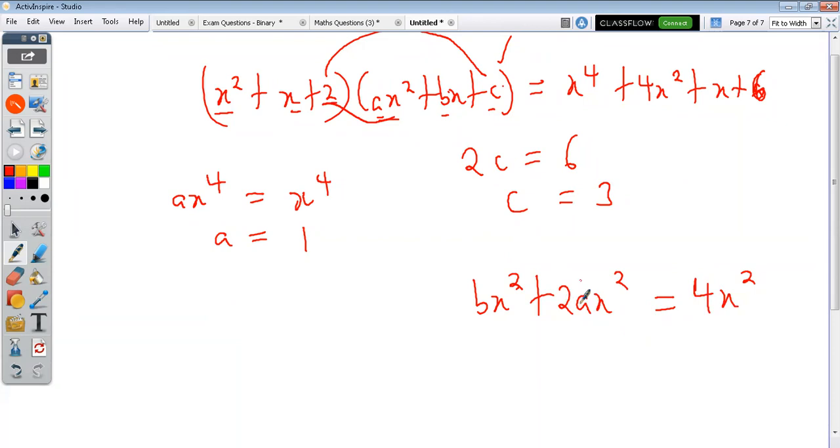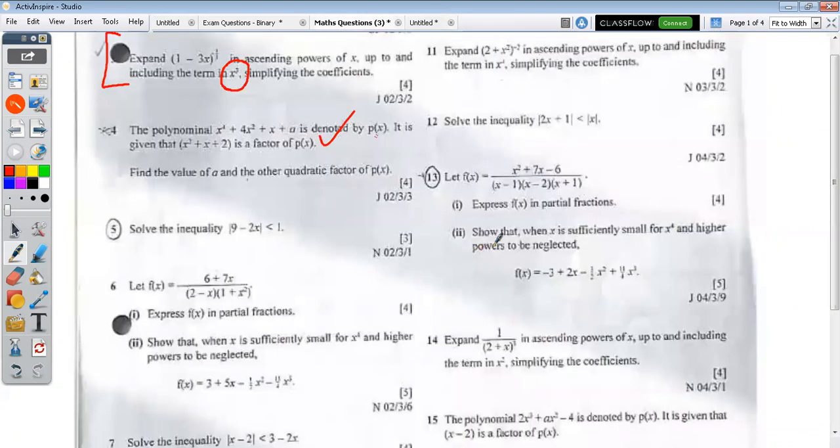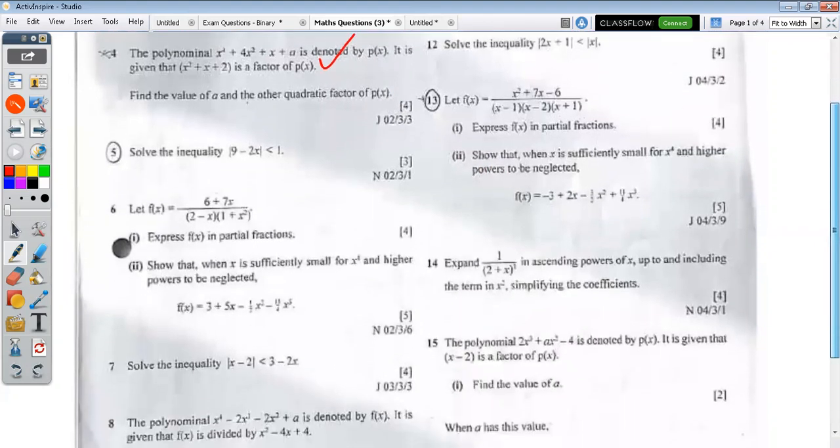But we know what a is. A is 1. So we're saying bx squared plus 2x squared is equal to 4x squared. Divide by x squared, b plus 2 is equal to 4. Therefore, b is equal to minus what? Minus 2. So the quadratic equation is x squared minus 2x plus 3. Clear? That's the other quadratic factor or term. Are we happy? Yes, sir.